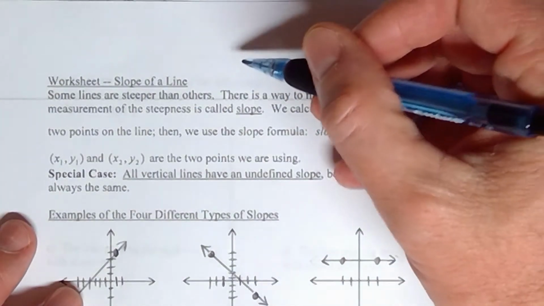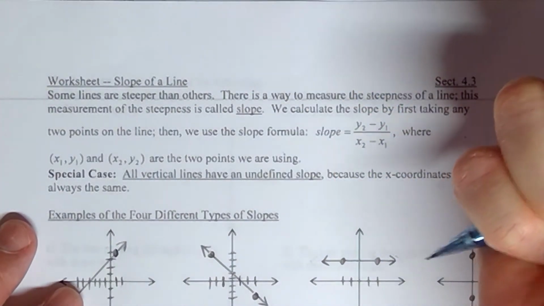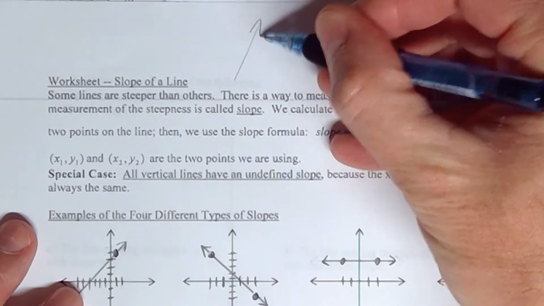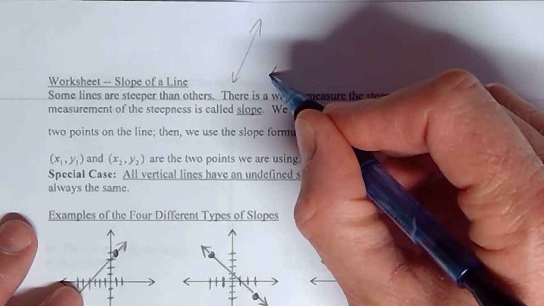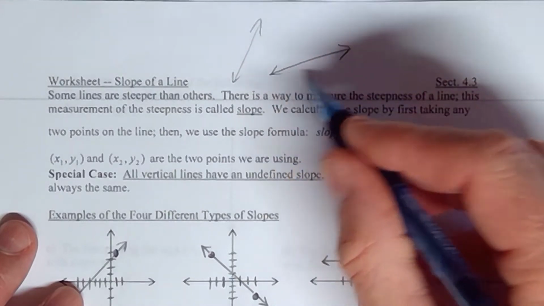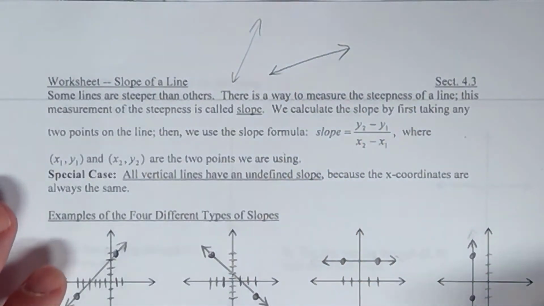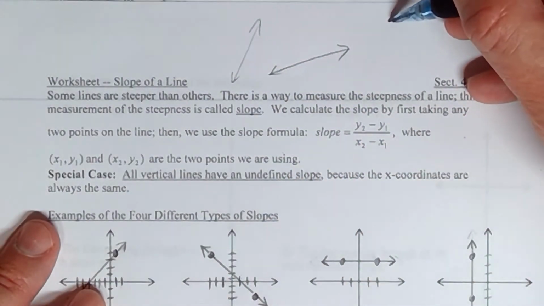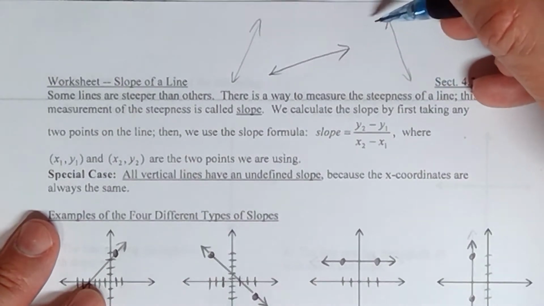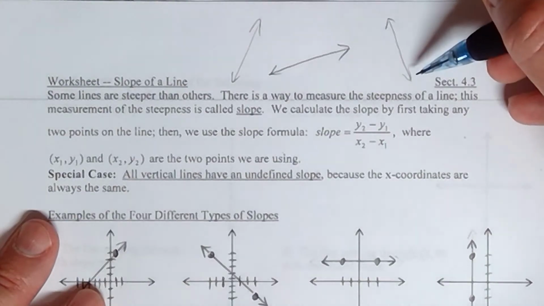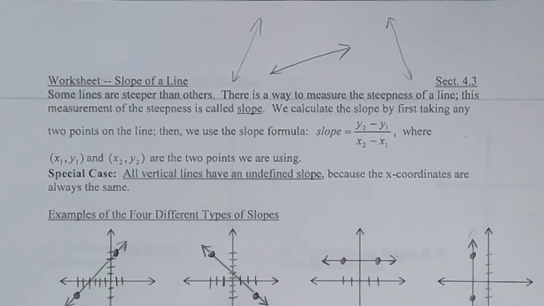For example, if you have a line that's really steep like this, it's obviously got a different steepness compared to an almost flat line like that. And then what happens if it goes the other way? What happens if it goes this way? It's really steep, but it's going down as you move from the left of the page to the right of the page. How does that affect it as well?